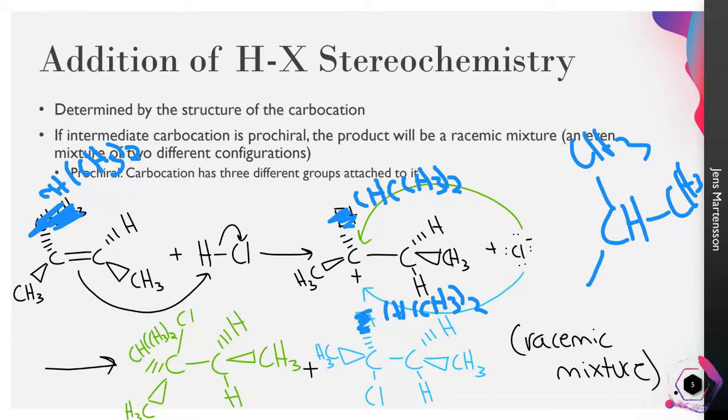So basically the takeaway is that half of this chiral carbon is in, I think this one is in S and I think this one is in R. I don't remember, I could be wrong. But just half and half is in S and R. That's what a racemic mixture is. So if your carbocation is prochiral, you'll have a racemic mixture. And you don't have to write out both of the products.